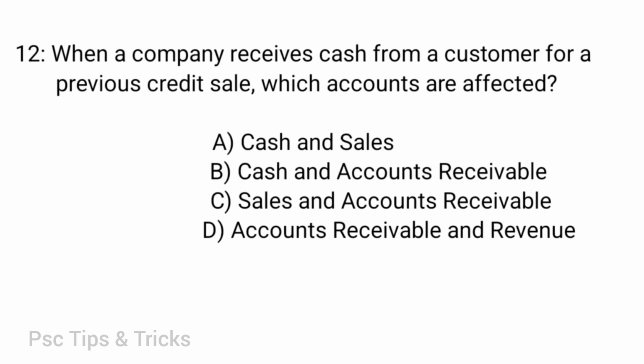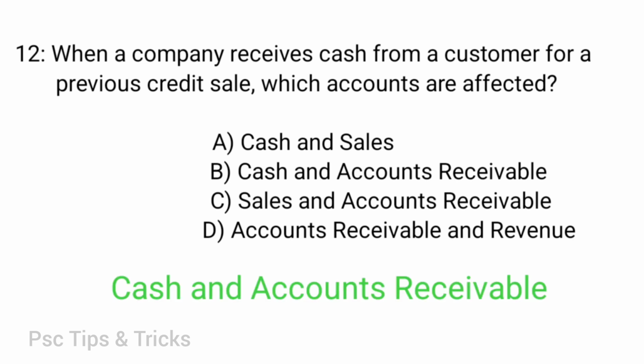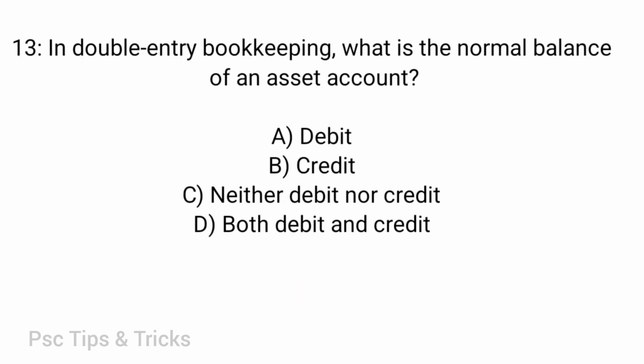When a company receives cash from a customer for a previous credit sale, which accounts are affected? Option: cash and sales, cash and accounts receivable, sales and accounts receivable, accounts receivable and revenue. Cash and accounts receivable. In double entry bookkeeping, what is the normal balance of an asset account? Options: debit, credit, neither debit nor credit, both debit and credit. Debit.